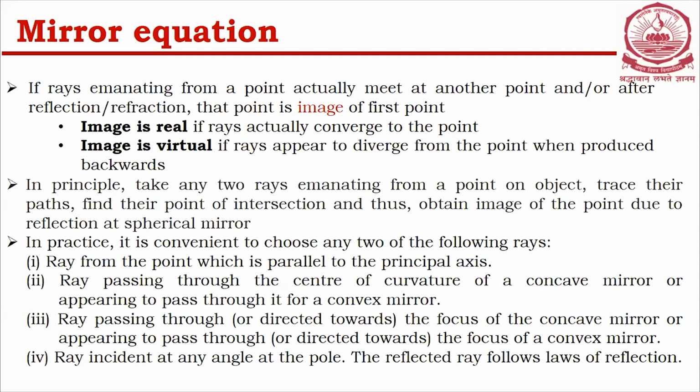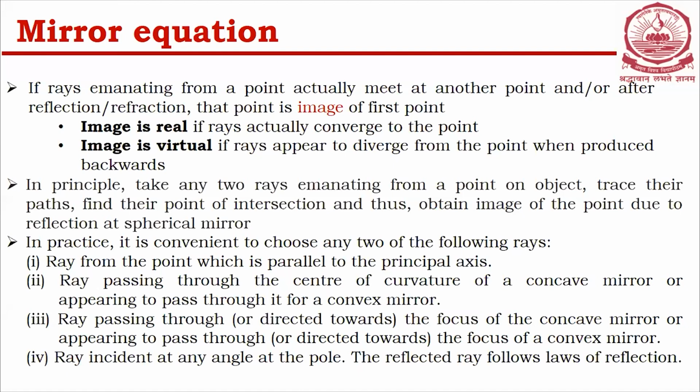So what rays can we choose? In practice, it is convenient to choose any of the following rays. A ray from the point which is parallel to the principal axis, that you know very well. A ray passing through the center of curvature of a concave mirror, or appearing to pass through it for a convex mirror. And the third one, a ray passing through the focus of the concave mirror, or appearing to pass through the focus of a convex mirror.